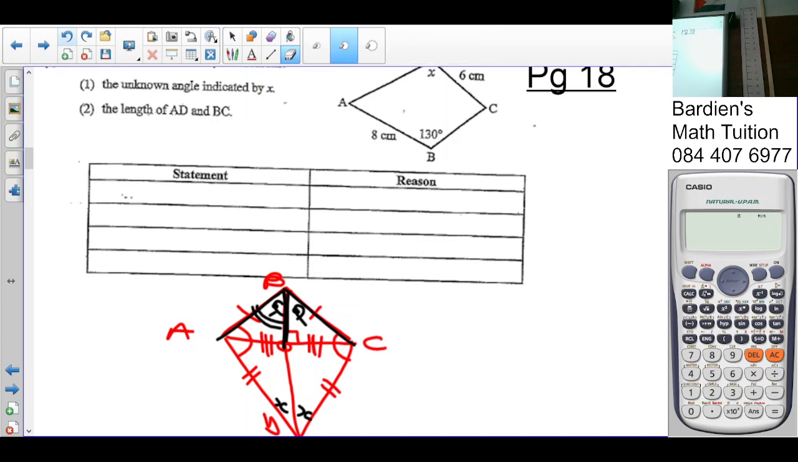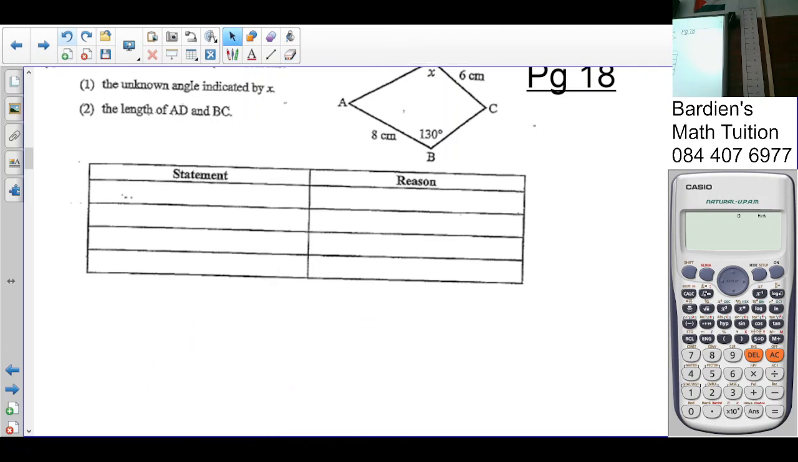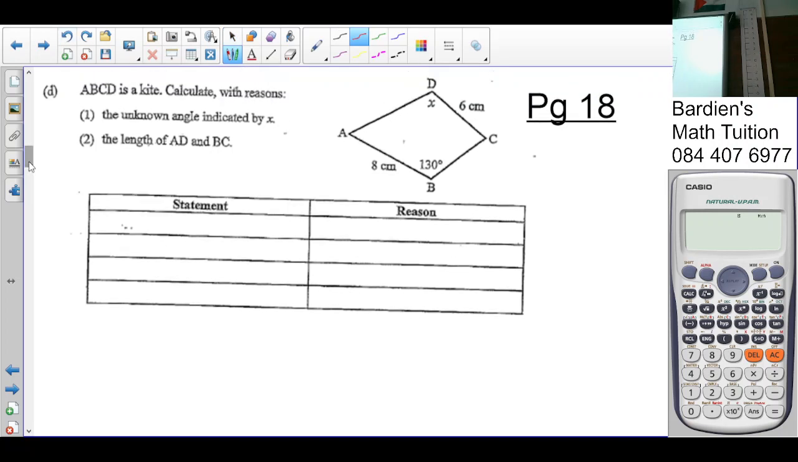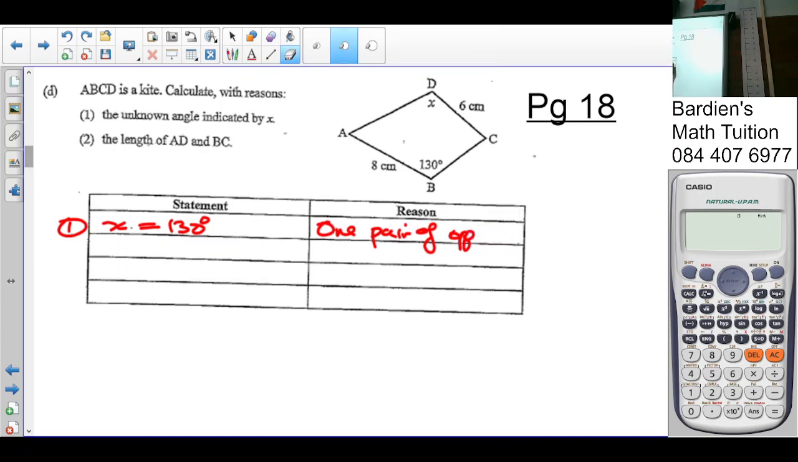Nice. So this is 6, 5. So what can we say here? X is equal to 1/3 y. One pair of opposite side angles, yes. Angles equal.